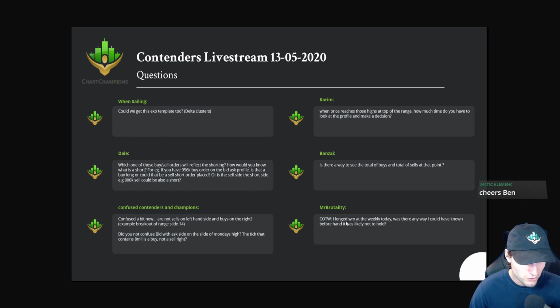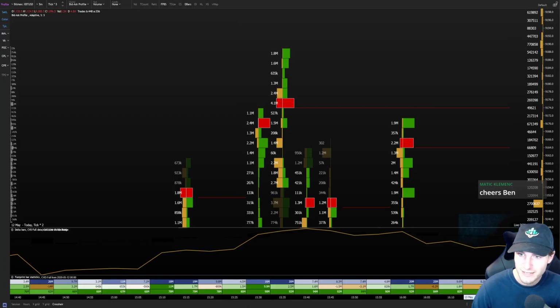Chart of the week, I longed WRX at the weekly today. Was there any way I could have known before it was likely to hold or not? I'll go through that at the end if there's any. I'll stick with this, and I'll take the chart of the week questions at the end if there are any. Well, I'll go through that one in a second for you.